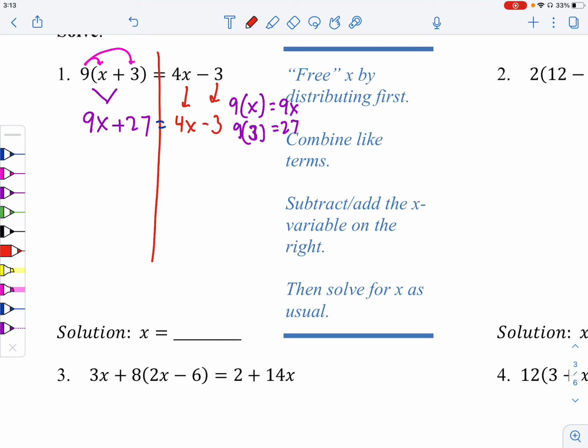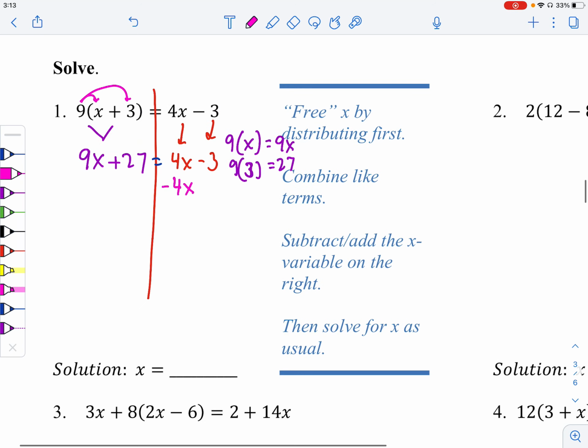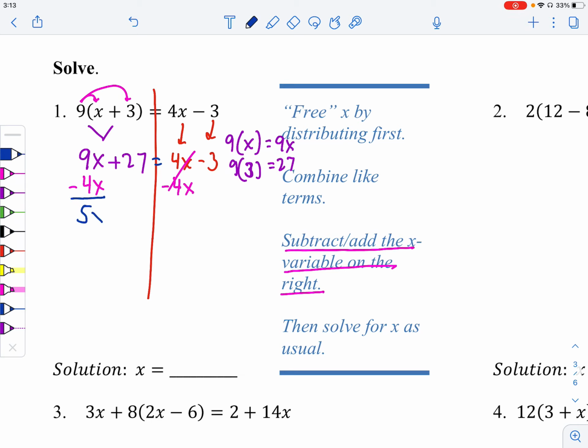Okay, so we want to subtract what's on the right first. So we're going to subtract 4x. Okay, so subtract the x variable on the right first. Okay, so we're going to stick to that pattern. That's our fallback plan. So that cancels out on the right. So now all our x's are going to be on the left side. So 9 minus 4, 5. And that's x's. Bring down the plus 27. Bring down minus 3. Now we have our two-step equation that we can solve.